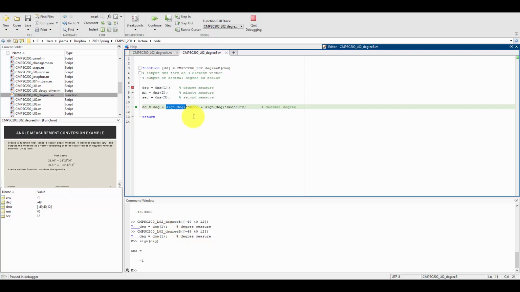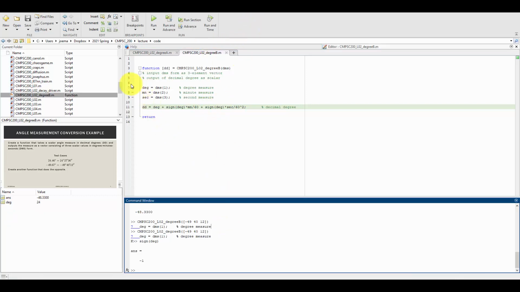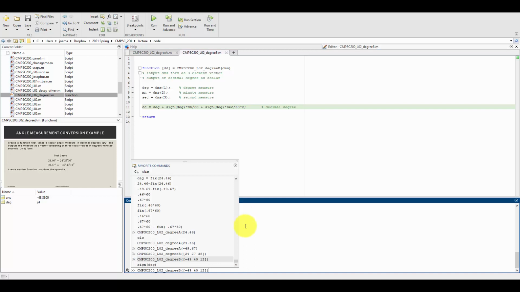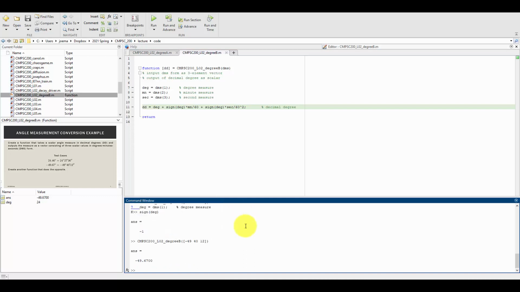So it's going to properly flip the sign on this to negative when my degrees are negative, and the same thing will happen here with the seconds. It will flip to a negative. So let's see if this fixed the problem that we were having for this negative 49, 40, and 12. Right, so by putting that in here, it has fixed it. Negative 49.67 is what we expected.